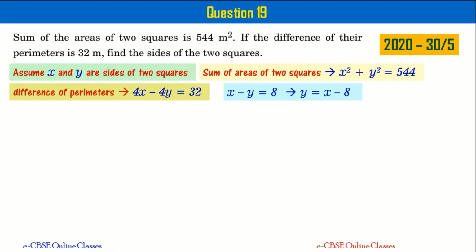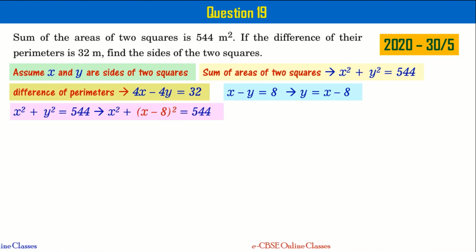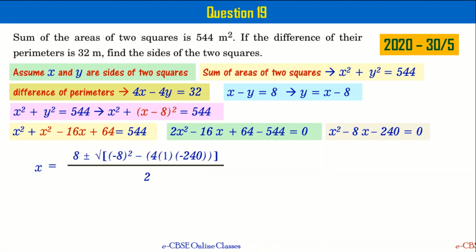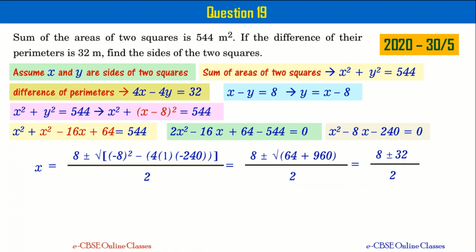If I substitute this value into the previous equation and simplify it, you get an expression that is x square minus 8x minus 240 equal to 0. This is the quadratic equation, right? You compare the given equation with ax square plus bx plus c equal to 0 and you get to see the values of a, b, c and substitute them into the quadratic formula we have seen just now and simplify it such that you get x equal to 8 plus or minus 32 divided by 2.